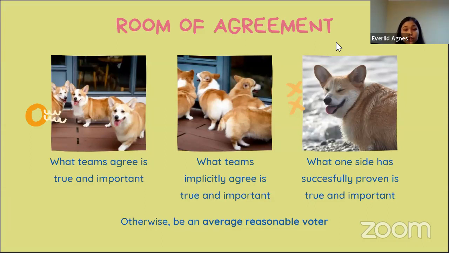If there is no such type of room of agreement that you see in the debate, as a judge, we expect you to be an average reasonable voter. So you need to weigh yourself and give justification as to why you think the judgment is based on that room of agreement at the end of the debate.